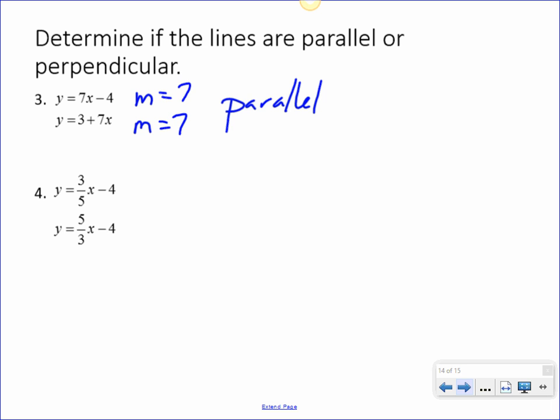Okay, for the next one, for the slope of the top one, it's 3 over 5. Slope of the bottom one is a 5 over 3. And would these be parallel or perpendicular? In this case, they are reciprocals, but they're not opposite signs. So these would be neither.